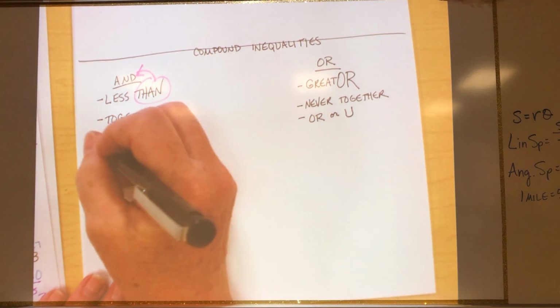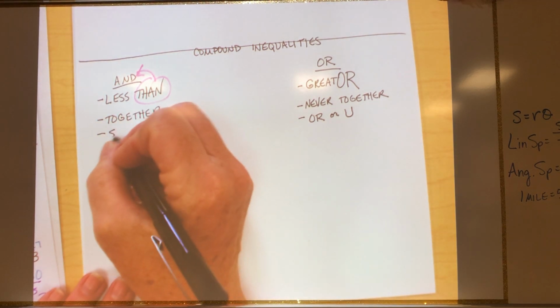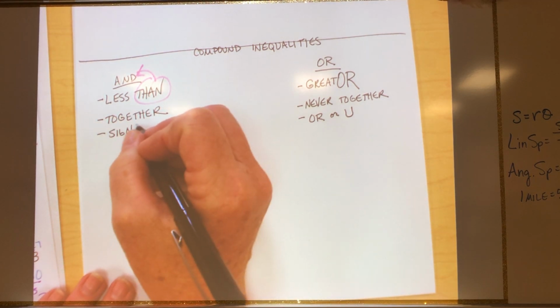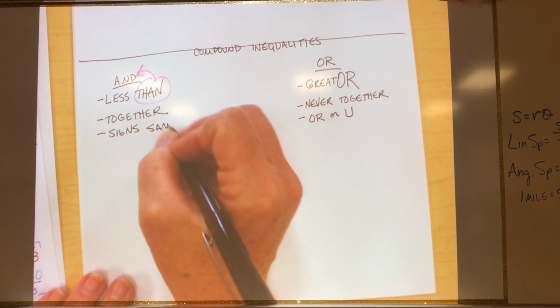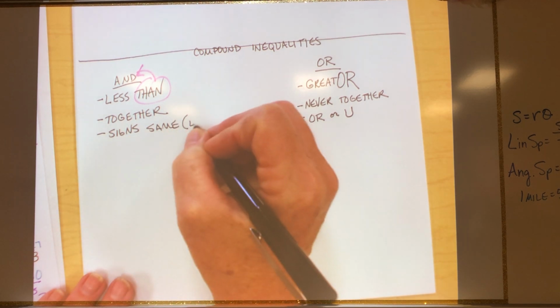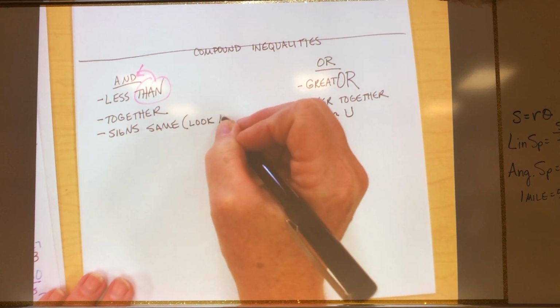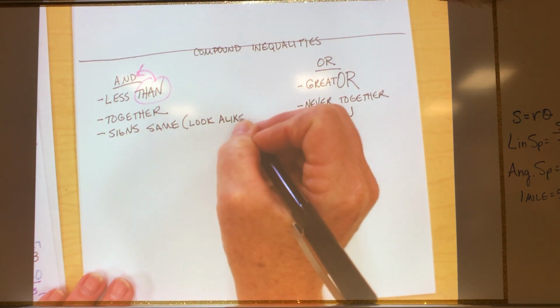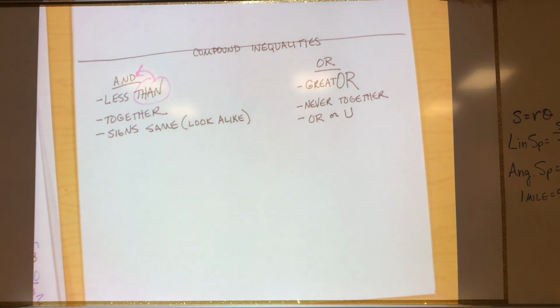Now, when you write it together, my signs, those are my inequality signs, should be the same. In other words, they should look alike. If they do not look alike, if they are not doing the same thing, then they are wrong. Your signs should be pointing the same way. They cannot be pointing to each other or away from each other.